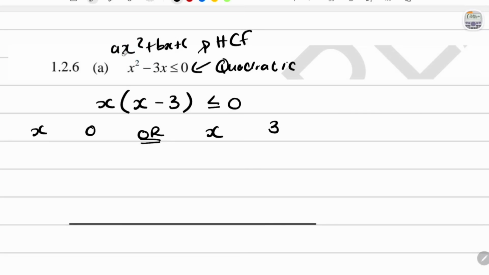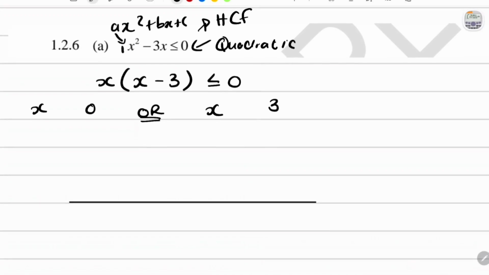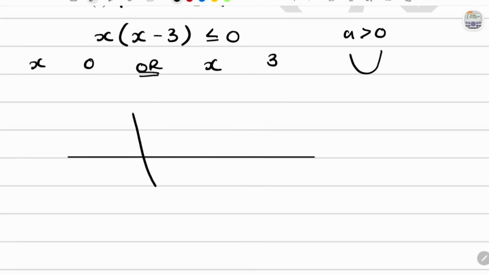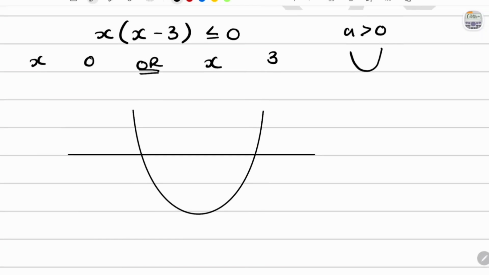Well, look at the value of a in ax squared plus bx, which is something I wrote already. The value of a here is 1. So if a is equal to 1, it means that your a value is positive, so you have a smiley face. So this is what we have. We have our parabola like that.